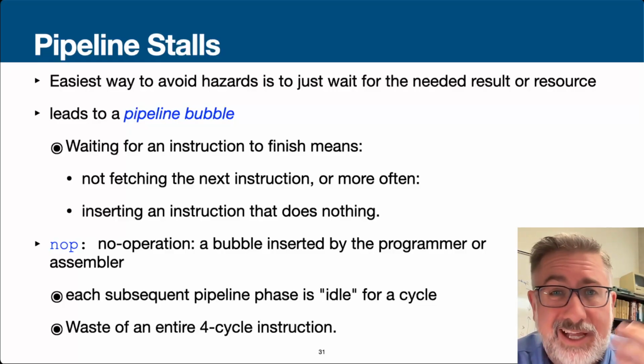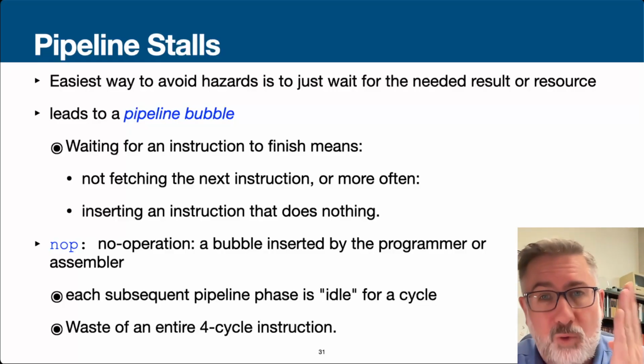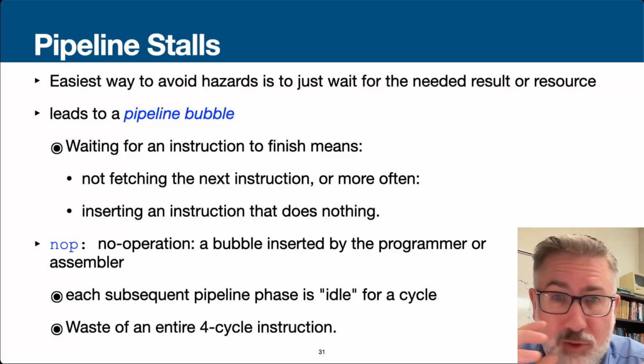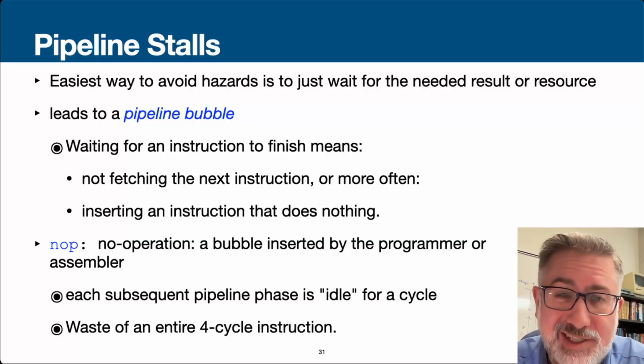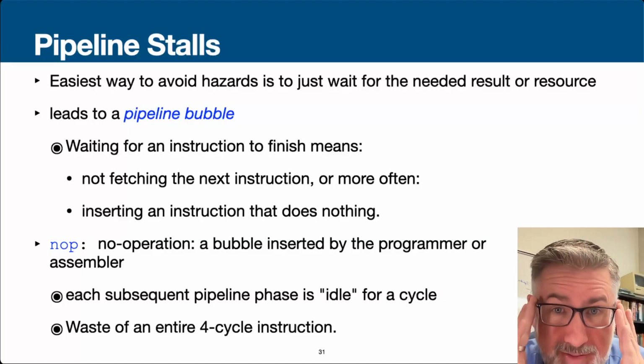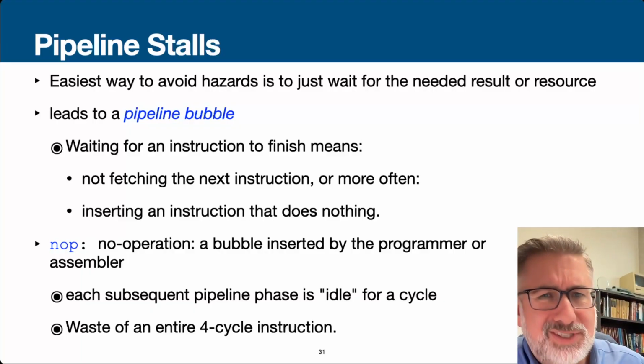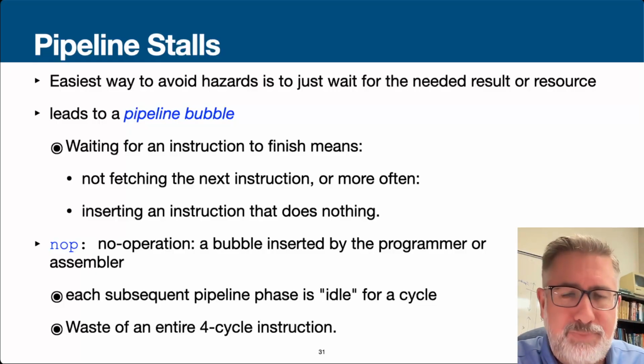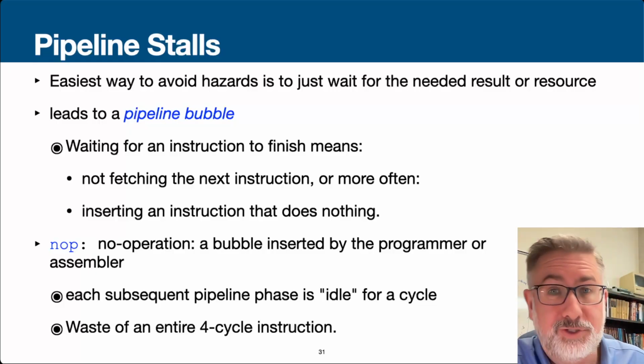And we can do this. Like, you can add a no-op into your program if you want a result to be done before the next result needs it. And this works, right? It works every time. But it wastes that instruction, right? The no-op does nothing when we could have done something. So instead, let's look at other ways to mitigate hazards to see if there's better things we can do than just waiting for the result to be ready.